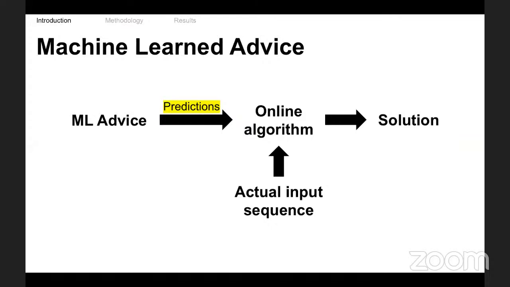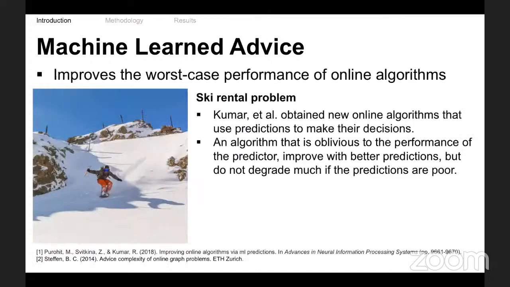The problem is, in reality, there is no entity known to have unlimited computational power and can give predictions 100% correct all the time, which is why we integrated machine learning. We know that machine learning detects subtle patterns and can give good predictions when the error is low. Machine learned advice has helped improve the worst case performance of online algorithms for problems such as the ski rental problem. Kumar et al. observed that with predictions, the performance of the algorithm improved even if it is poor.